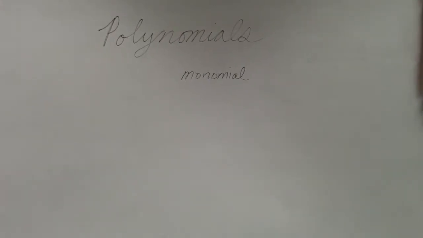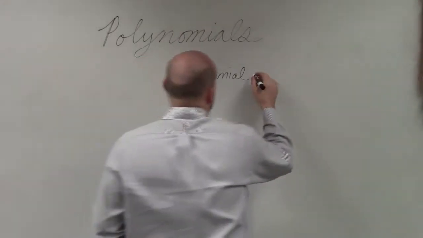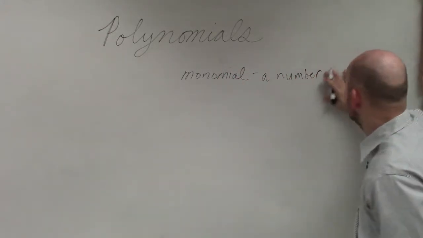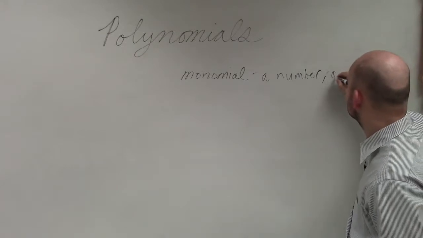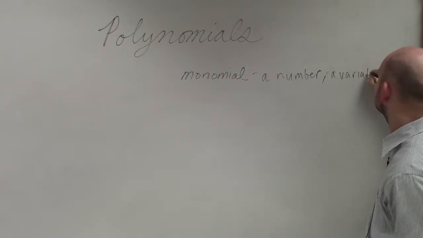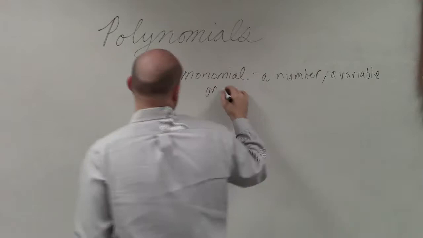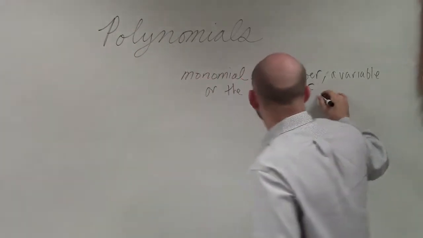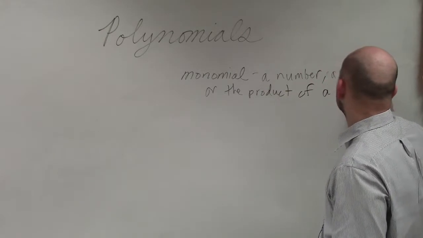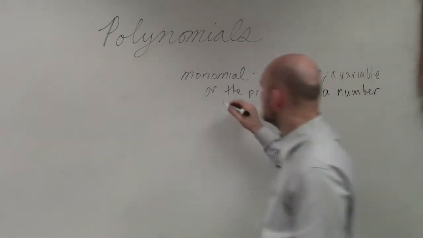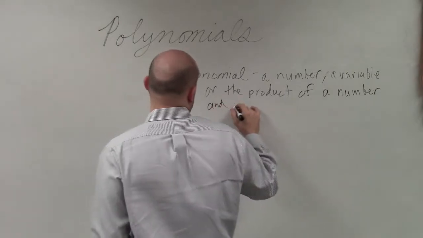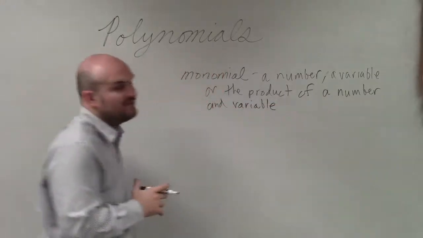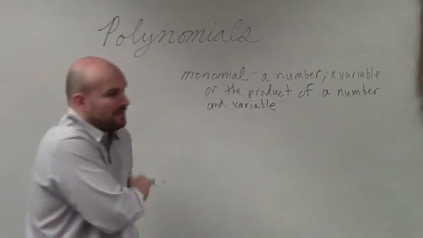Right. Well, a monomial is a number. It is a variable. Or the product of a number and variable. Now remember, the variable can be written as, up to a power and so forth.